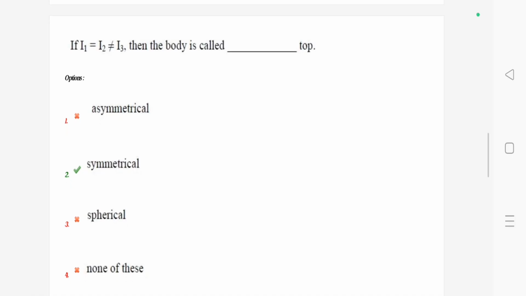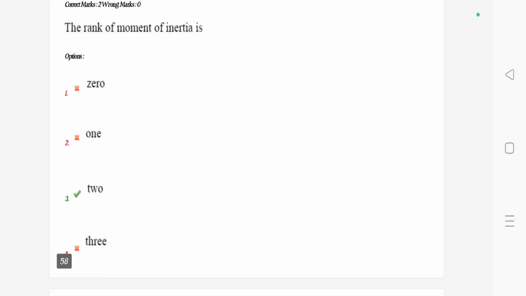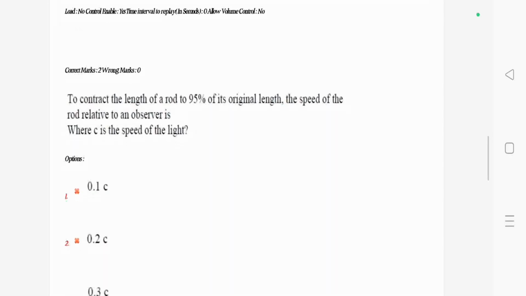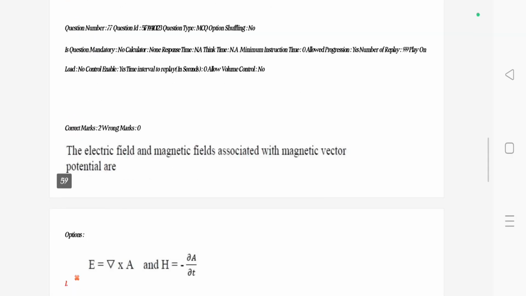If I1 equal to I2 not equal to I3, then the body is called symmetrical top. 75th question. The rank of moment of inertia is 2. Next question. This also I explained in the attached video. To contract the length of rod to 95% of its original length, the speed of the rod relative to the observer, where c is the speed of light, is 0.3 c.